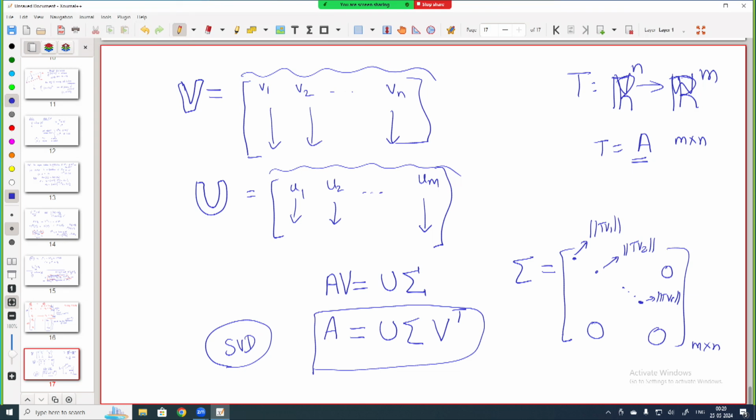So if you just set this up correctly and then rewrite everything in terms of matrices, it becomes this so-called singular value decomposition.